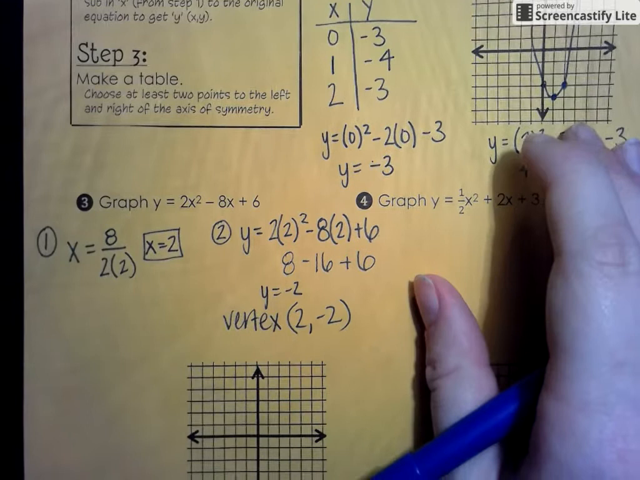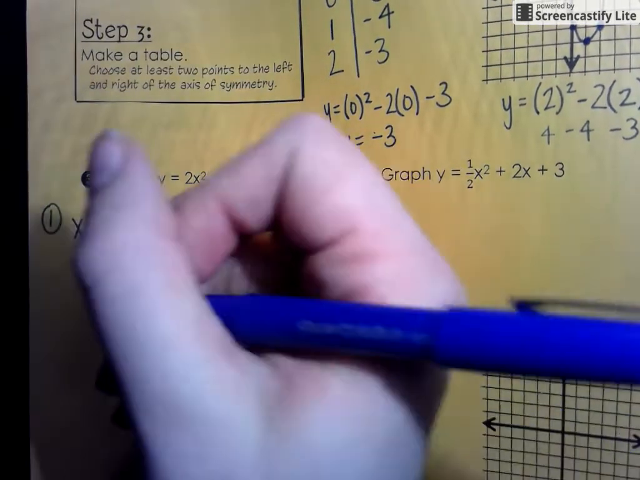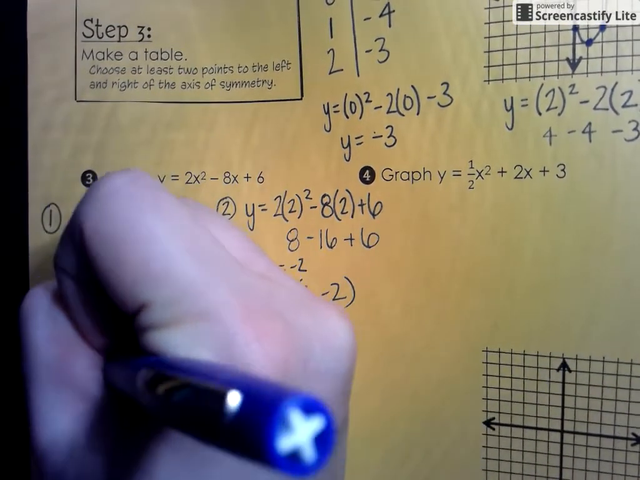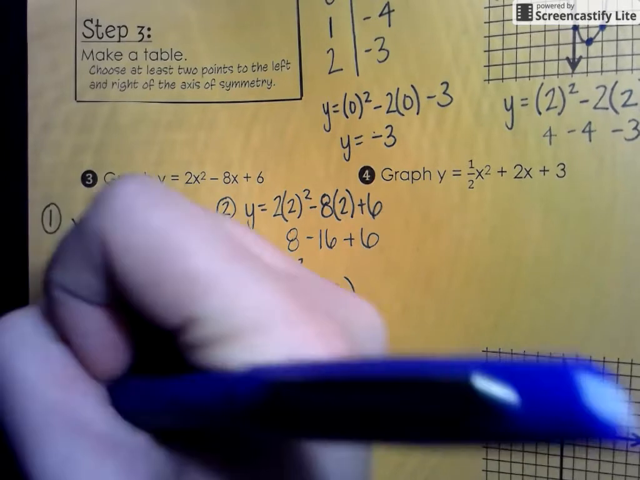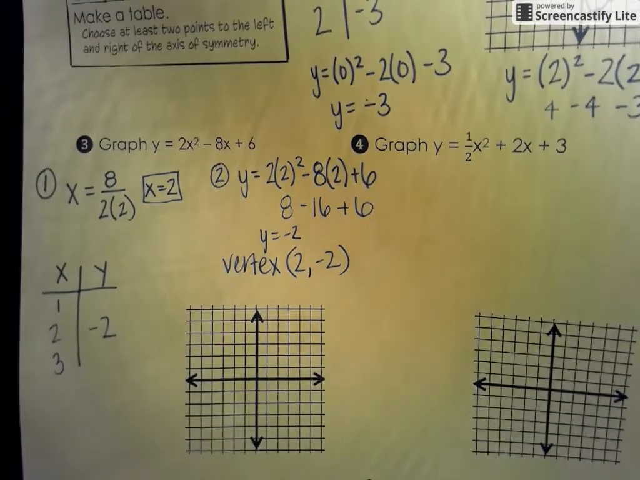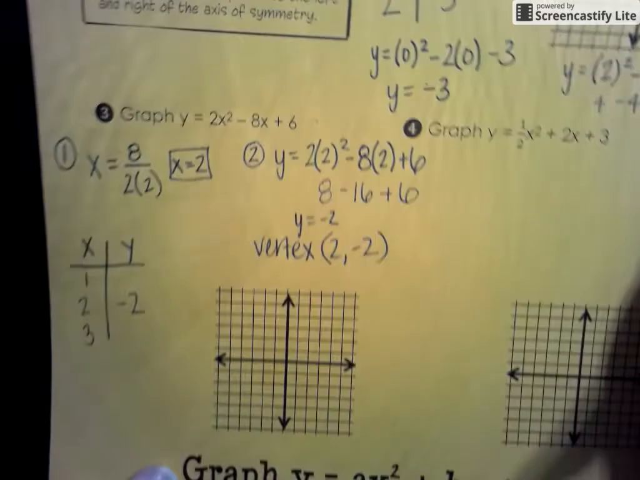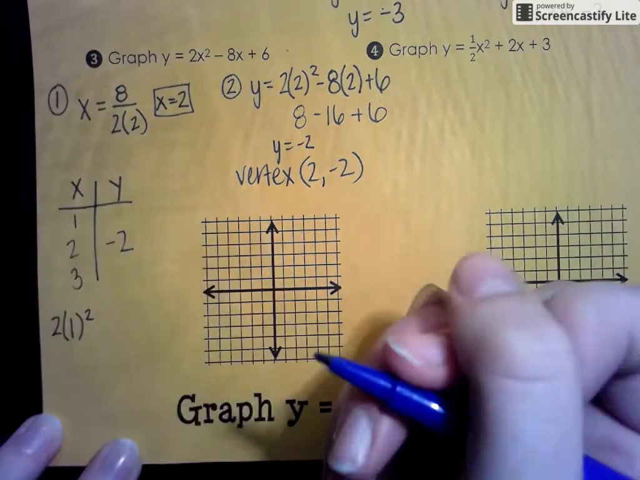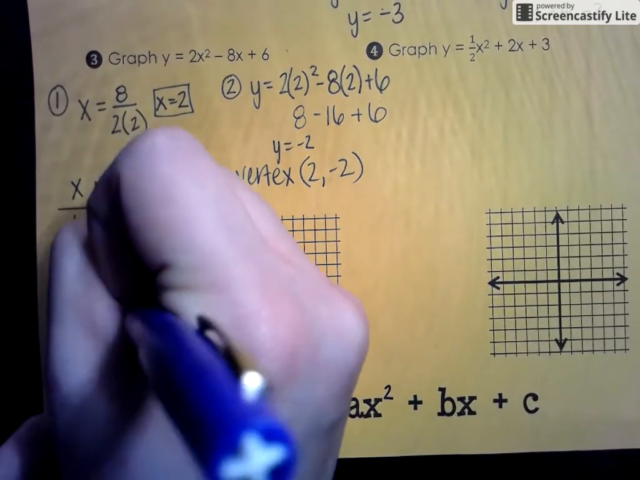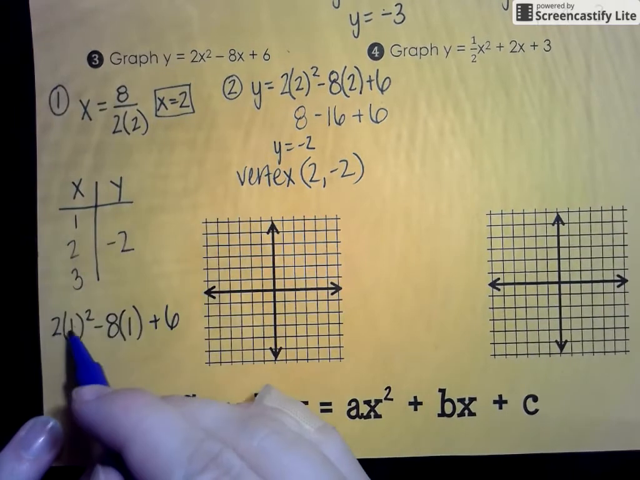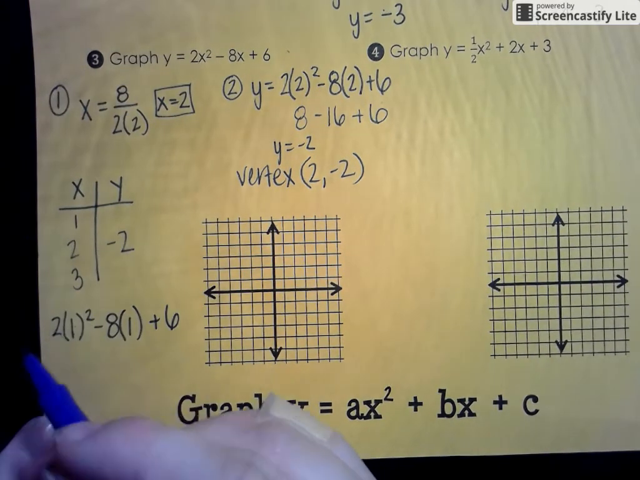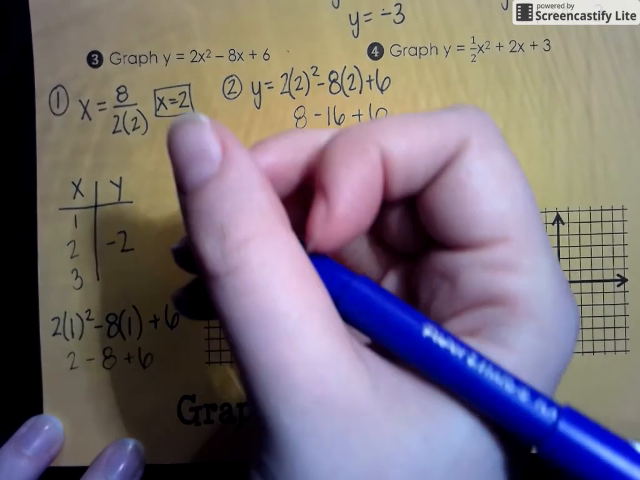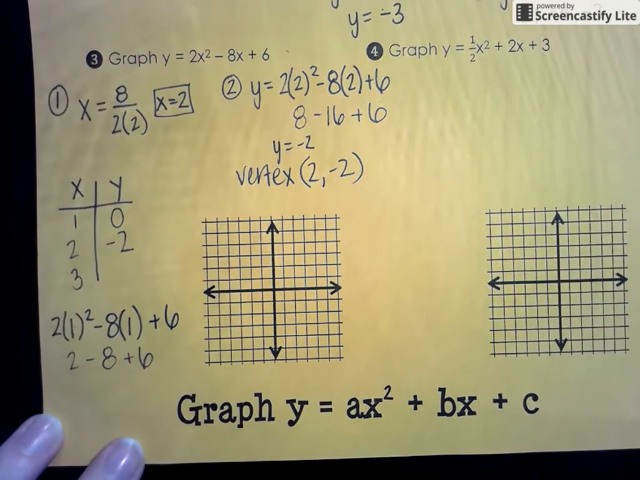From there, I'm now going to make my table of values. So I have my x and my y. So I'm going to put my vertex in the middle. I'm going to put 1 and 3 on the outside. Now I'm going to take my 1 and substitute it into the equation. So I have 2 times 1 squared minus 8 times 1 plus 6. So I have 1 squared, which is 1, times 2. So I have 2 minus 8 plus 6. That means that my value is going to be 0.